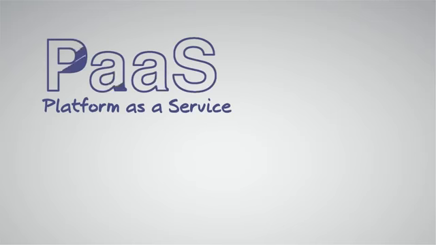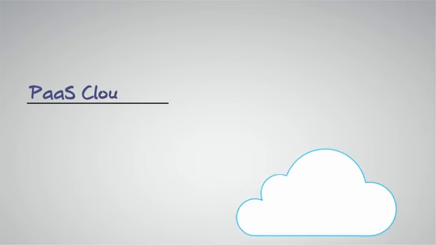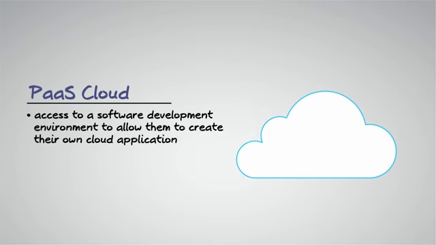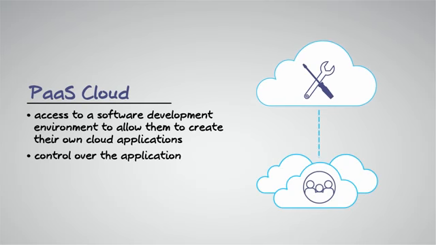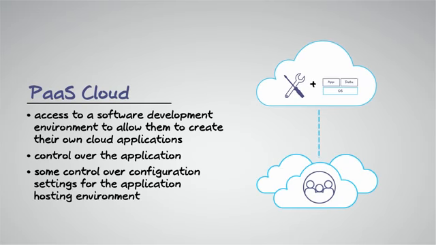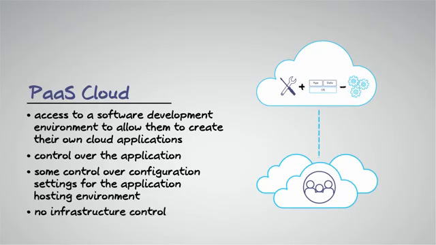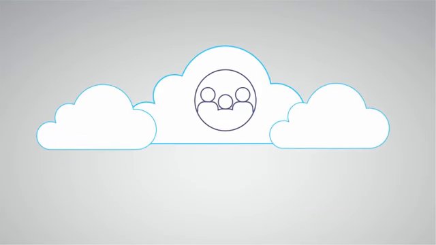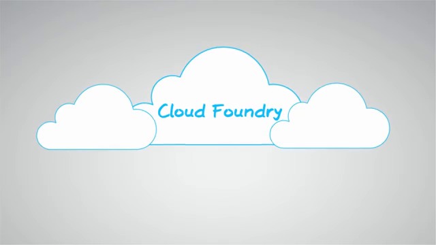The second is Platform as a Service, or PaaS. Platform as a Service gives users access to a software development environment to allow them to create their own cloud applications using programming languages, libraries, services, and tools. The user has control over these applications without having to manage or control the underlying cloud infrastructure. An example of PaaS is Cloud Foundry.